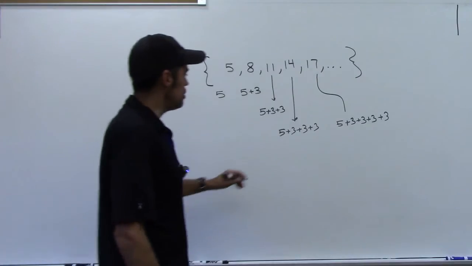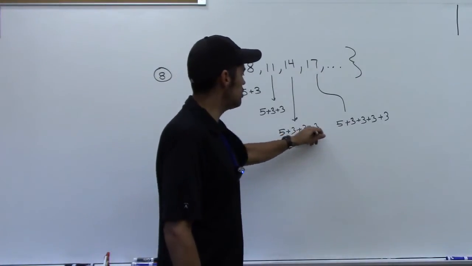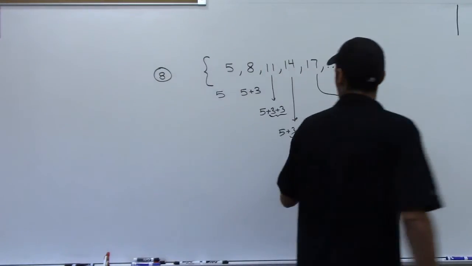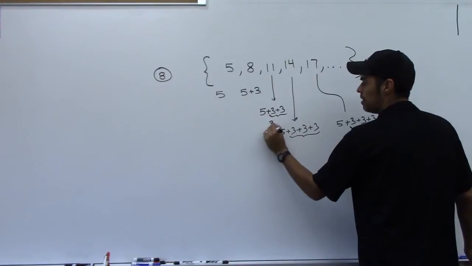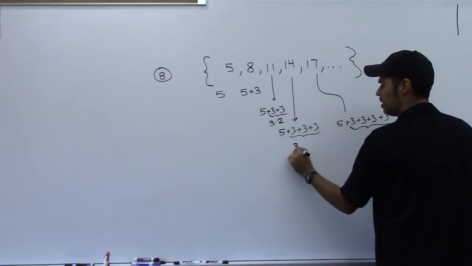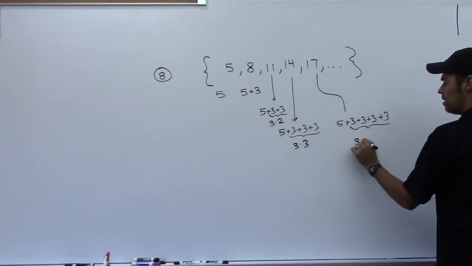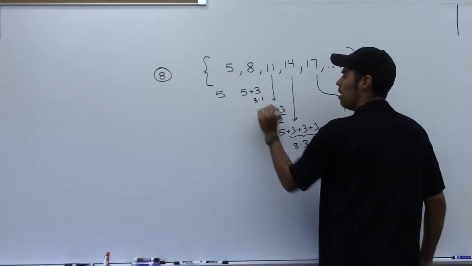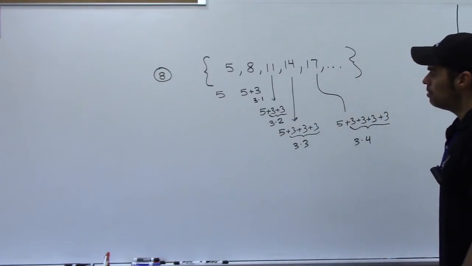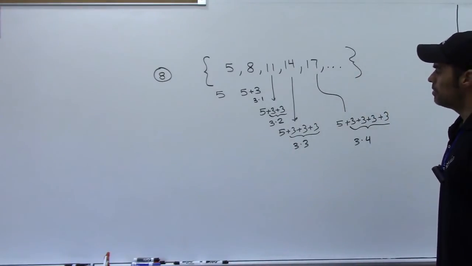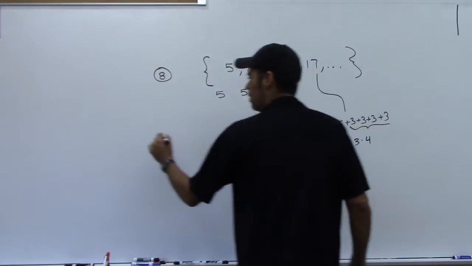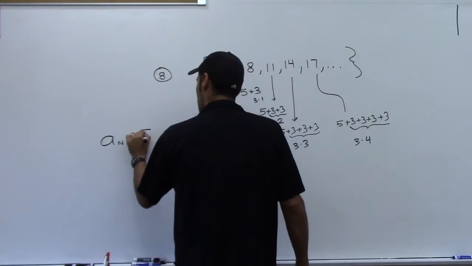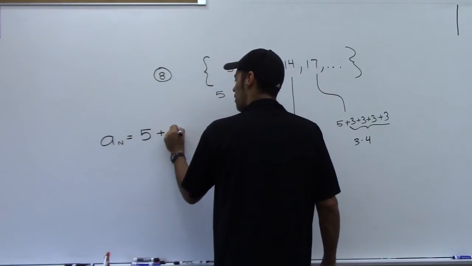And remember that addition, right? Repeated addition can be rewritten as multiplication. So this right here is the same as 3 times 2. This is the same as 3 times 3. This is the same as 3 times 4. And this first one right here would be the same as 3 times 1. So it looks like what I can do is I can take the number 5. So let me try and write my formula out. Take the number 5 and then add to it multiples of 3.